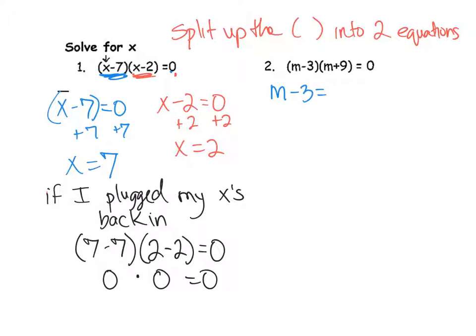solve for your variable. So separate your two parentheses. One of them is going to say m minus 3 equals 0. One of them is going to say m plus 9 equals 0. And really and truly, the answer is just the opposite of the number that's there. Like, you see how there's a negative 3? My answer is going to be positive 3. See how there's a positive 9? My answer is going to be negative 9.